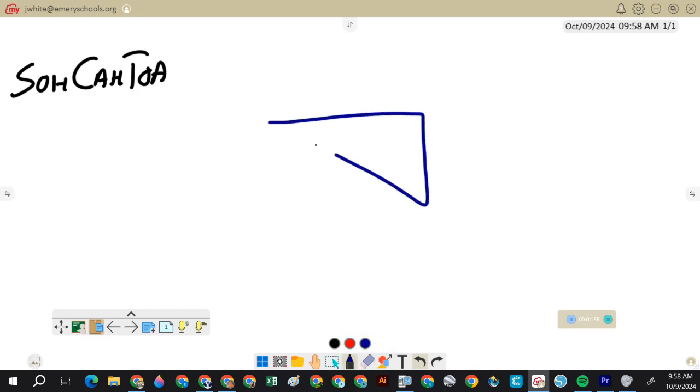Let's draw another triangle. Let's say this was 20 degrees, and this is 10. Okay? Trigonometry allows us to find missing sides or angles in a triangle if we have enough information. So in this case, I know it's a right triangle, and I know one of the base angles is 20 degrees, and I know that the hypotenuse is 10. So I'm going to call this X, and I'm going to call this Y.